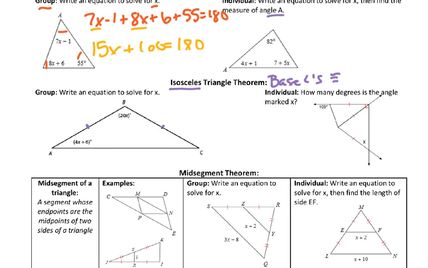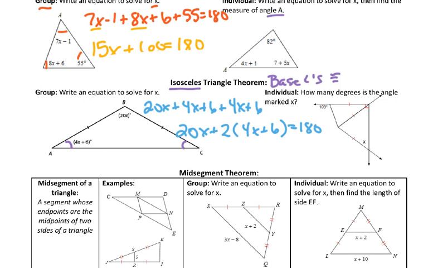The angles that are opposite them, those are the base angles. And so what the Isosceles Triangle Theorem says is that in an isosceles triangle, these two angles would be the same. So we can use our algebra to solve for x. We could say 20x plus 4x plus 6 plus 4x plus 6. You also could write that as 20x plus 2 times (4x plus 6). And that's equal to 180. And so you can solve that.